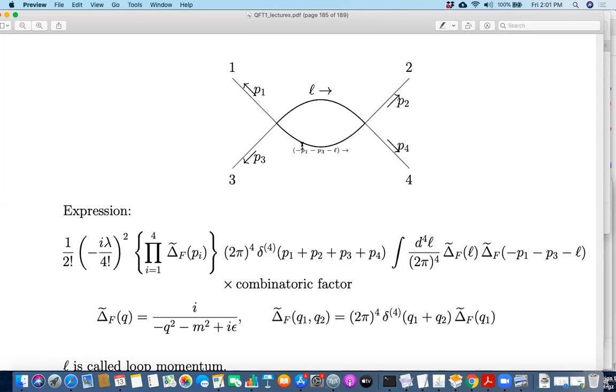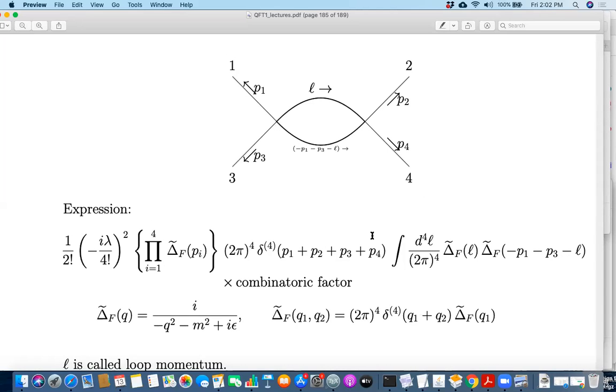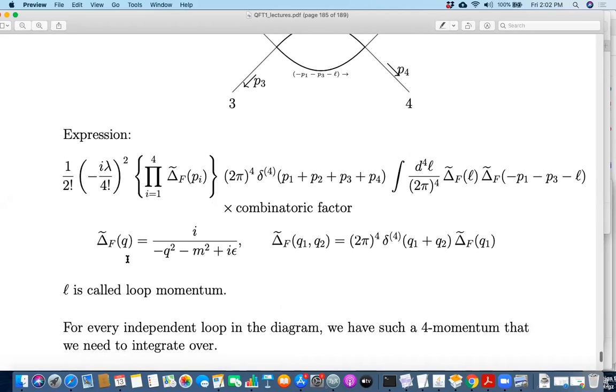Then you have the propagator for here and here: delta F tilde of L and delta F tilde of minus P1 minus P3 minus L. That's here. If you had used this vertex, you would have gotten P2 plus P4 minus L, but that's of course the same because of the delta function. And then finally you have the combinatoric factor which you had calculated earlier. It starts with 8 and then 4 and then 3 times 2. So that's what you have to put in here. And here I have written explicitly the expression for what we mean by delta F tilde of L.